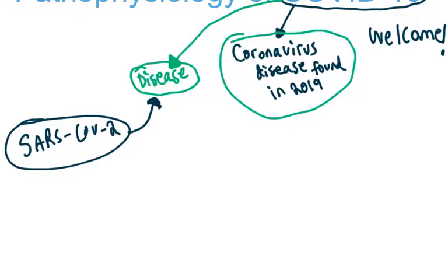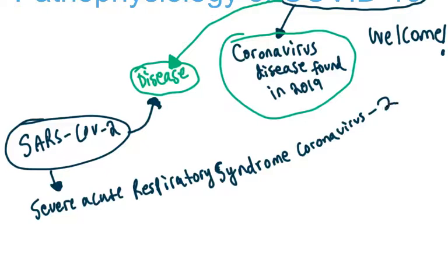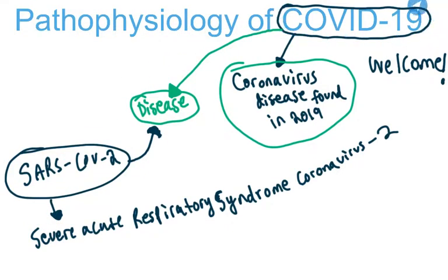Let's say what SARS-CoV-2 stands for: severe acute respiratory syndrome coronavirus type 2. It's called respiratory because it affects the lungs mostly, but recently they found out that it affects other body parts also. So that's what SARS-CoV-2 stands for, and this is the actual virus that causes the COVID-19 disease.